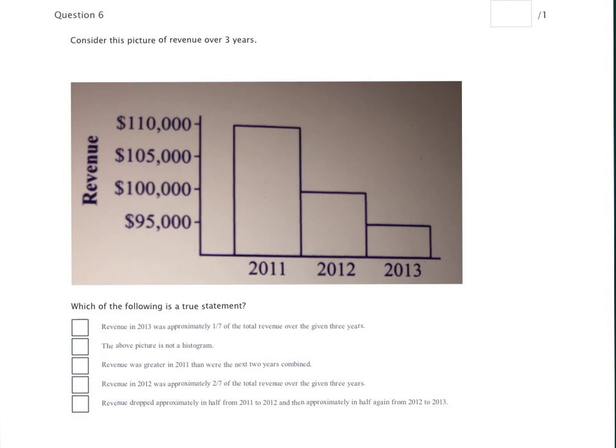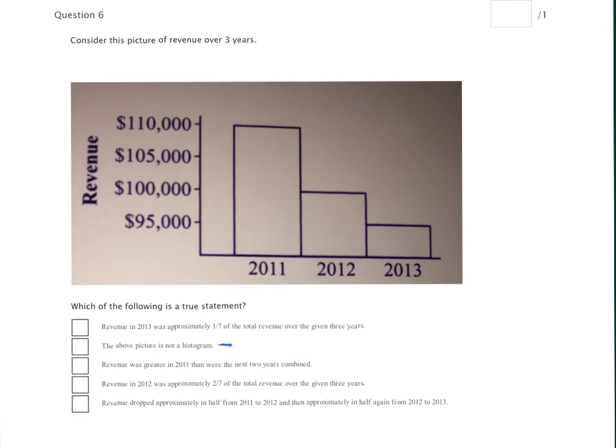Okay, so it says, consider this picture of revenue over 3 years. So first I look to make sure that it is actually over 3 years, and it is. Which of the following is a true statement? Revenue in 2013 was approximately 1/7 of the total revenue over the given 3 years. The above picture is not a histogram. Okay, I know that that's true, but I'm going to keep reading just to see.